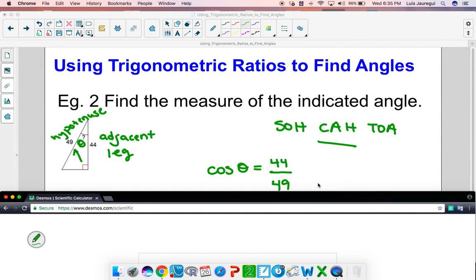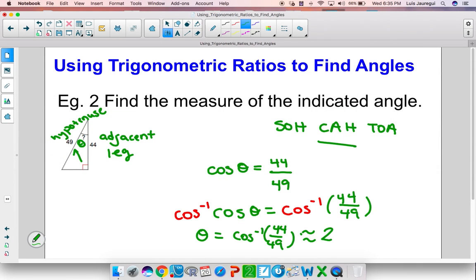So we can go back to this one and say that's approximately 26.1 degrees. Again, if you are being asked for the exact value for theta, we can just say that theta is cosine inverse of 44/49. But usually you want an approximation. So we can say that it's approximately 26.1 degrees.